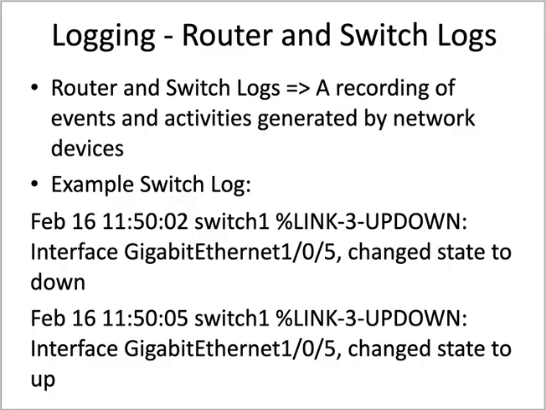like link on switch 1, gig 1/0/0 went down, and then 3 seconds later it came back up. So either somebody shut it down and brought it back up really quickly, somebody unplugged the cable and plugged it back in, or there was some network glitch or disturbance that cleared pretty quickly. So that's an example of switch logs.